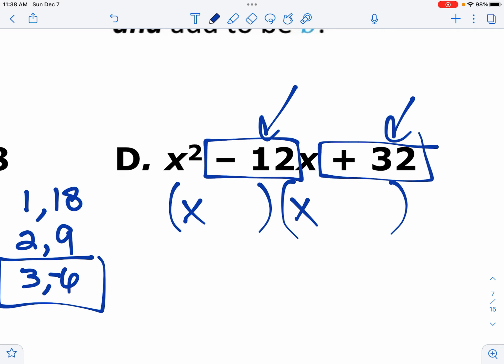Well, if I make them both negative, negative times a negative gives me a positive when I'm multiplying, and then negative 4 plus negative 8 does give me negative 12. So there we go. We did it.